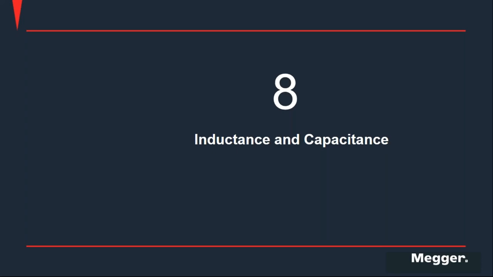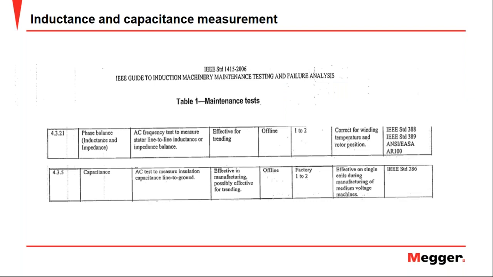Inductance and capacitance. Let's see. Here we can see an extract from the standard for these two variables. The IEEE 1415 standard states that although they can deliver a large amount of information, they are only useful if we build a trend analysis. And I have to emphasize this aspect, only by trend.